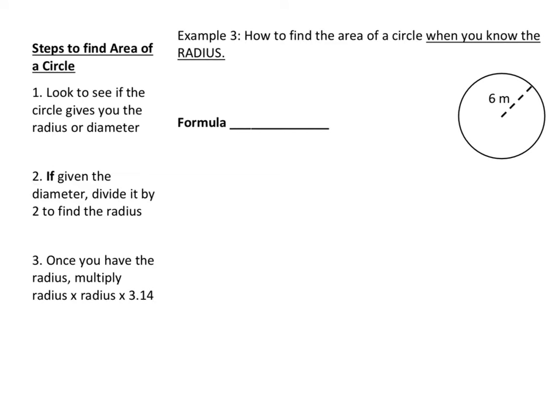So here's our example 3. How to find the area of a circle when you know the radius. So again, the radius starts at the center of the circle and goes to the outer edge.